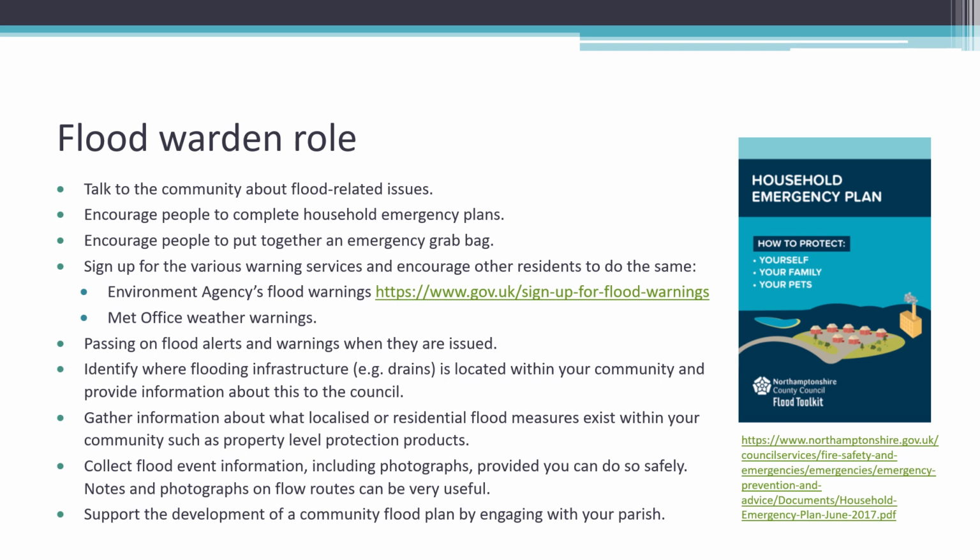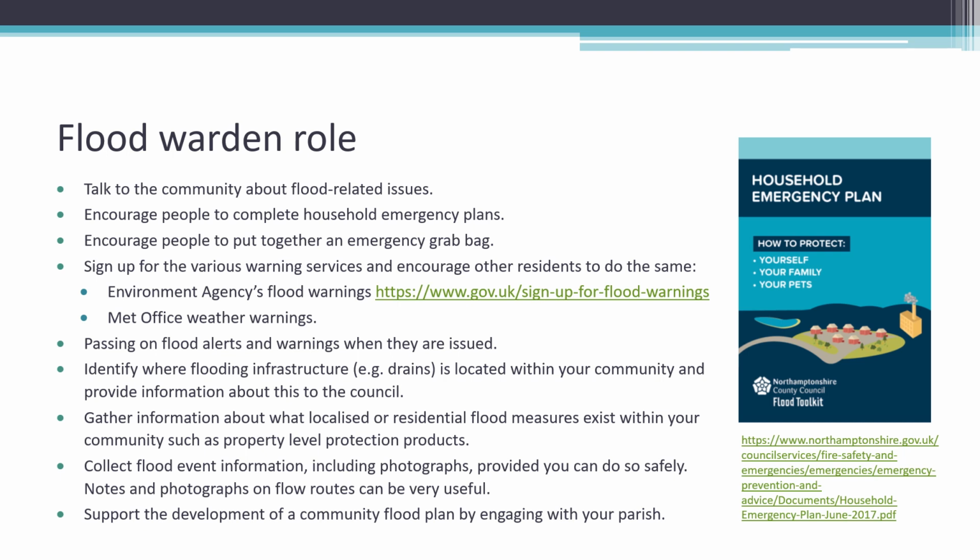Gather information about what localised or residential flood measures exist within your community, such as property level protection products like air brick covers and door guards. Having this information handy will allow you to prompt residents with these products to check them or put them in place upon receipt of a flood warning.